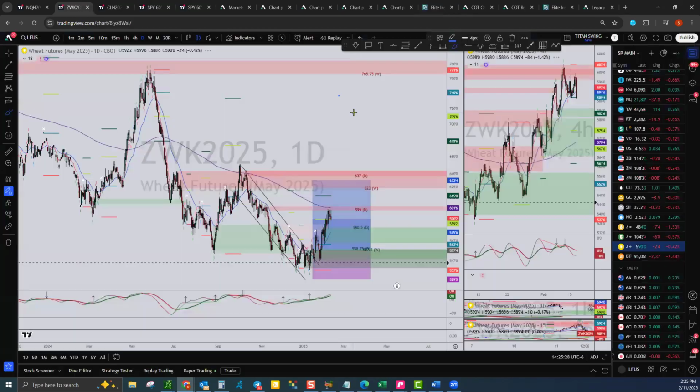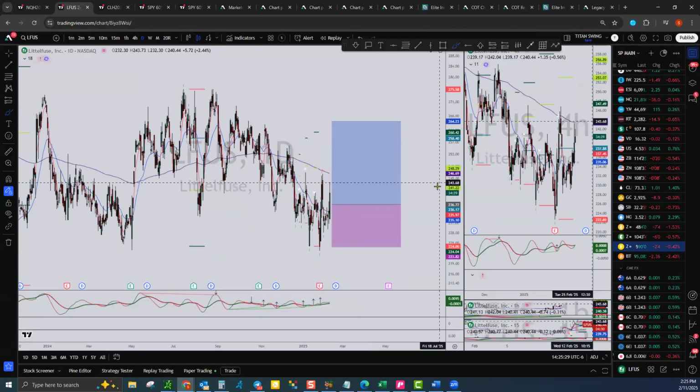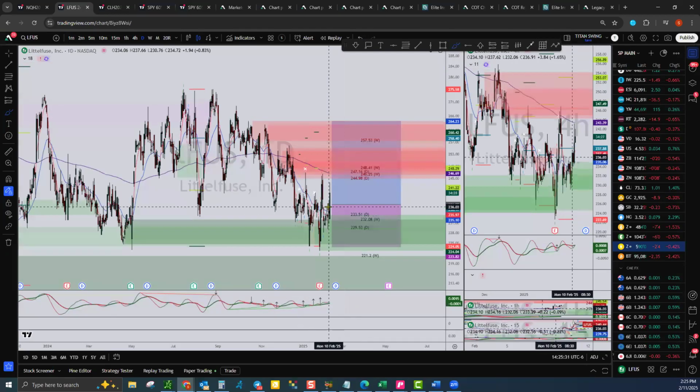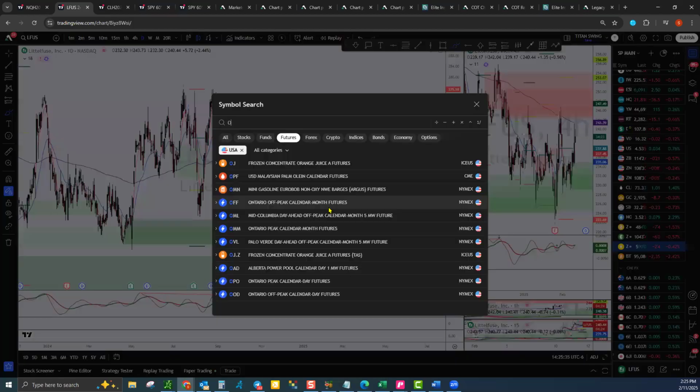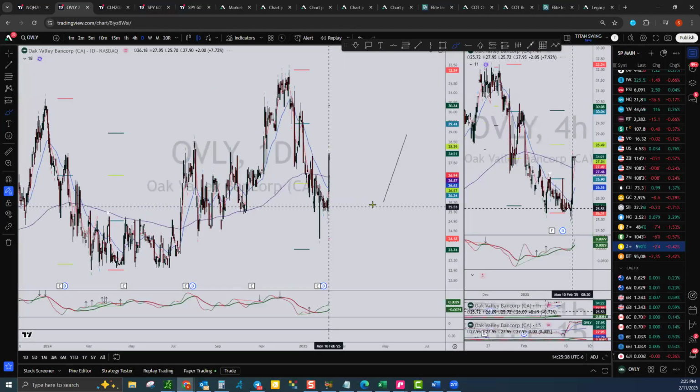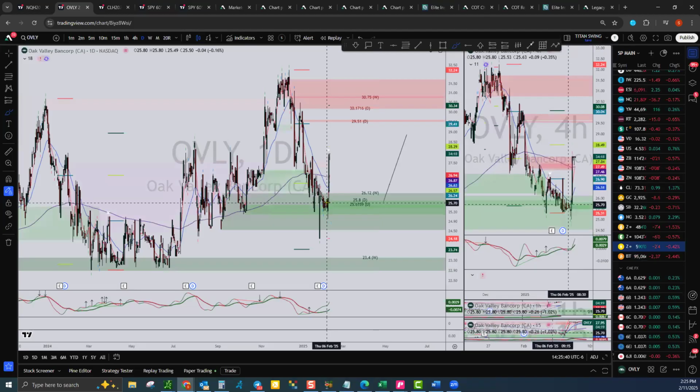I'll give you a couple here. This was an insider transaction that we spotted yesterday. What was the other one that I gave yesterday? I think OVLY. This one we issued yesterday around the 25.75 area.